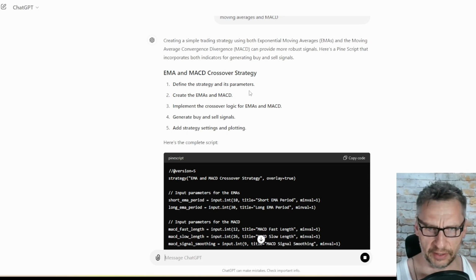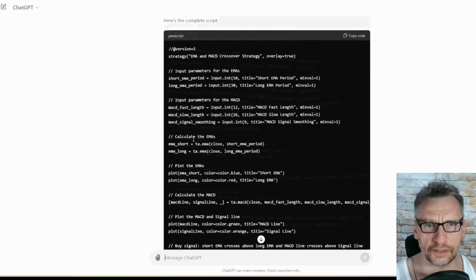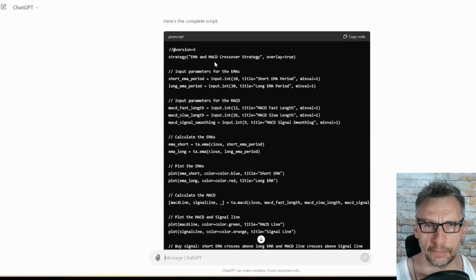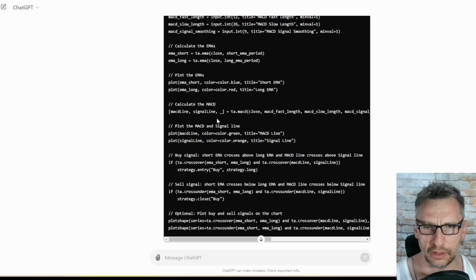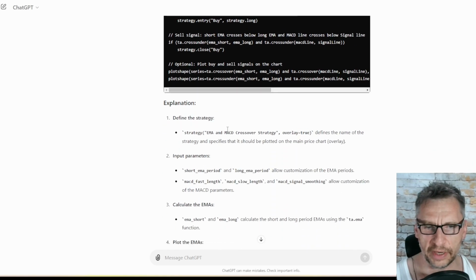Define the strategy and its parameters. Create the EMAs and MACD. Implement the crossover logic for EMAs and MACD. Generate buy and sell signals. Add strategy settings and plotting. Here's the complete script. All right, so if you notice here, it's a strategy, EMA and MACD crossover strategy. So it immediately gives you a name for the strategy, but there is no stop loss and no take profit. So the risk on this would be much too great, I think.